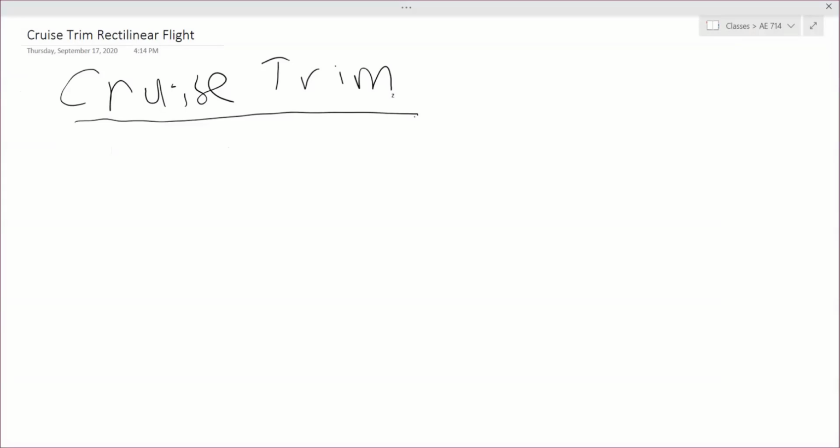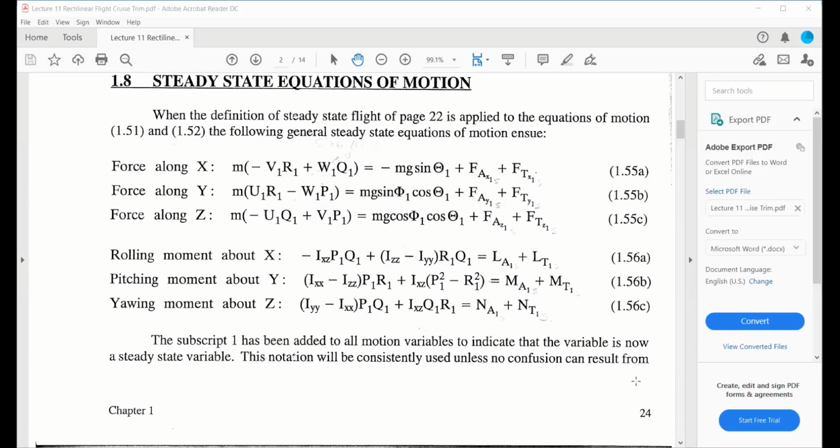And we start with the steady state equations of motion. There we go. So from chapter 1, these are the steady state equations of motion. And we're going to specialize these for the cruise condition. We did this in chapter 1, but we're going to talk through it again.